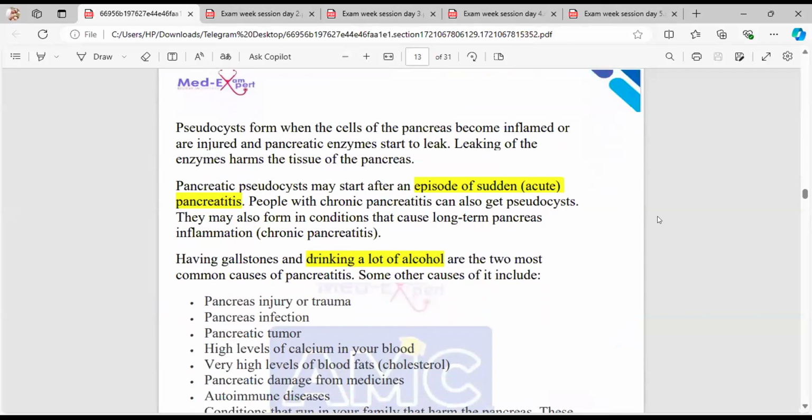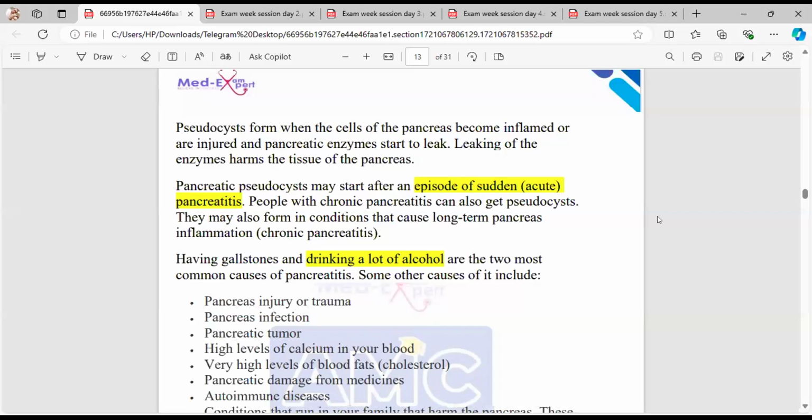Pancreatic cirrhosis may start after an episode of sudden acute pancreatitis. So this is the catching point in our question, that there is the episode of pancreatitis in the patient. Patients with chronic pancreatitis can also get cirrhosis. They may also form in conditions that cause long-term pancreas inflammation.